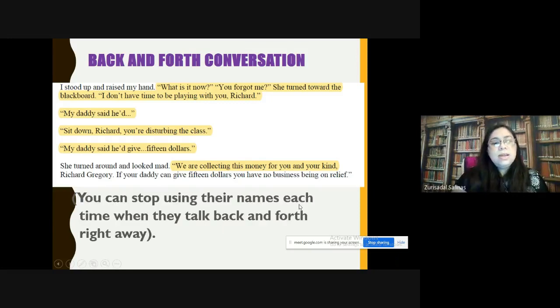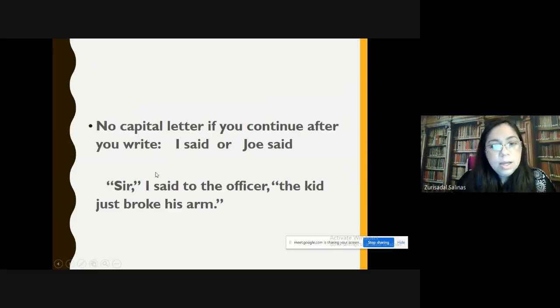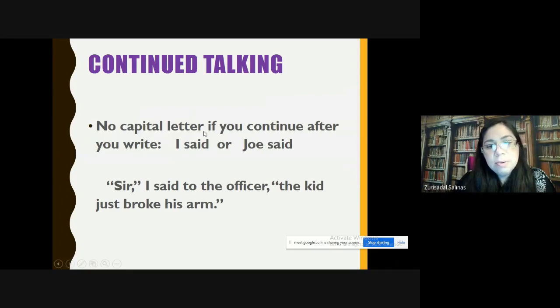You can stop using their names each time when they talk back and forth right away, right? Because especially if you're using the name within the dialogue there, okay? For continued talking, no capital letter if you continued after you write, I said, or he said. Sir, I said to the officer, the kid just broke his arm.